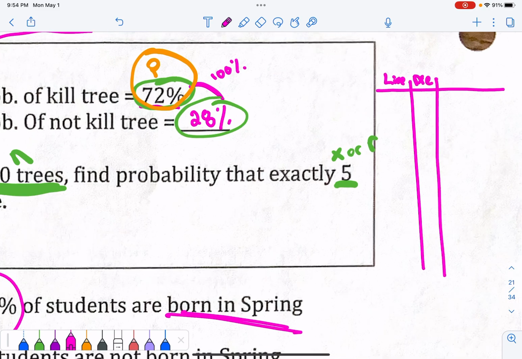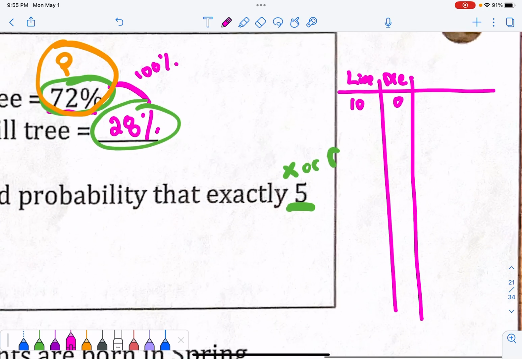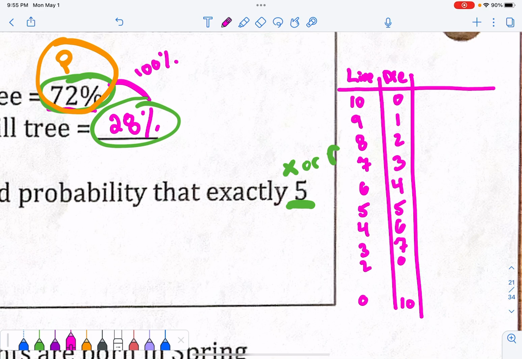Okay? If I have 10 trees total, then I could have all 10 of them live and none of them die. Or I could have 0 of them live and 10 of them die, right? Or I could have any one of these combinations: 8 and 2, 7 and 3, 5 and 5, 4 and 6, 3 and 7, 2 and 8, 1 and 9. Okay, so I could have any one of those combinations happen, right?